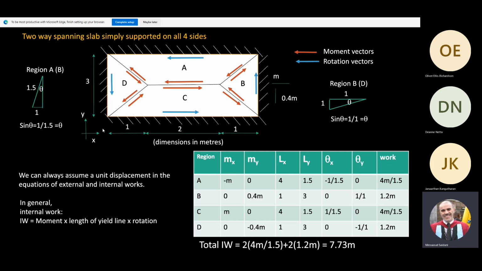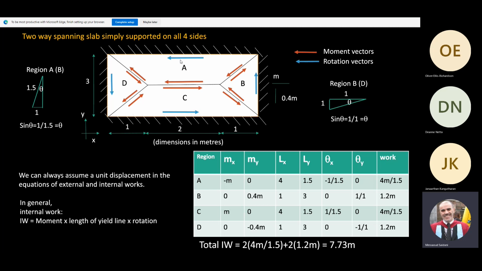Is that clear? Yes? Okay. And so this is theta x. This is the vector here. The rotation in the x direction is minus 1 over 1.5.